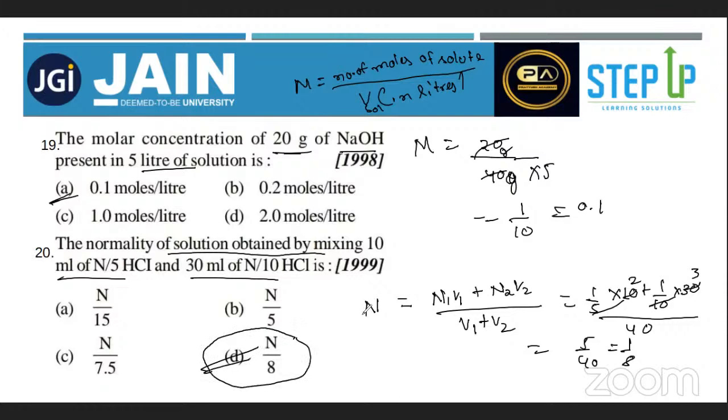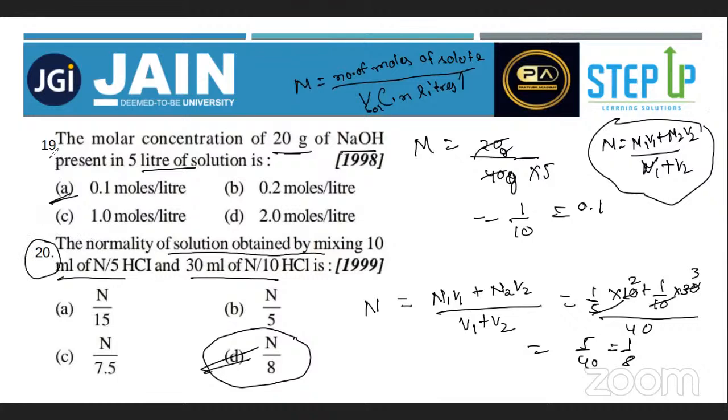This will be the normality. If it had been molarity, the formula would still stay the same. For molarity also, we can write it as M1V1 plus M2V2 upon V1 plus V2. Same thing. We can use the same formula for both normality and molarity. Next, yeah.